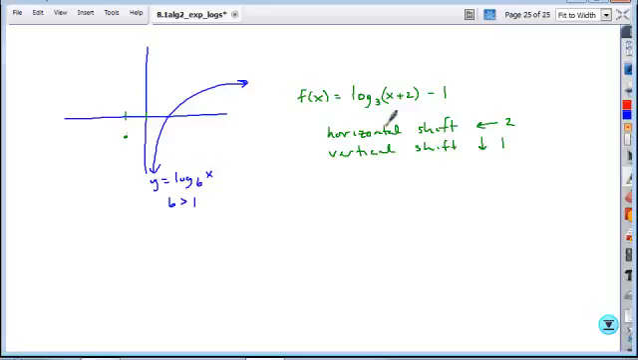Now, there's one other thing that this brings up, and that is that just like the exponential has an asymptote at y equals 0, the asymptote for a log graph is going to be vertical.